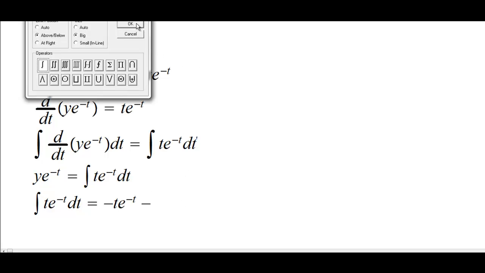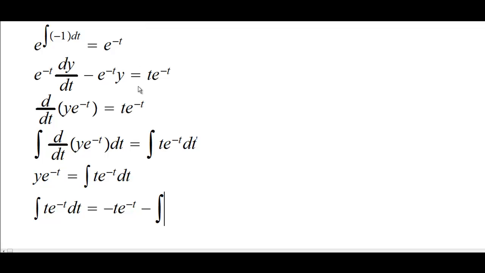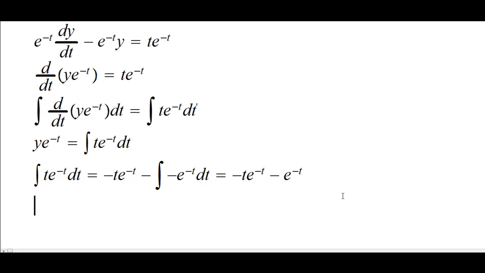We are using integration by parts, right? So negative. Then we will have again negative e to the negative t dt, right? Everybody fine? And so this will simply become negative t e to the negative t, and then again minus e to the negative t, right? So again, which procedure did we use here? You told us the answer. Which procedure did you use? Integration by parts, right?